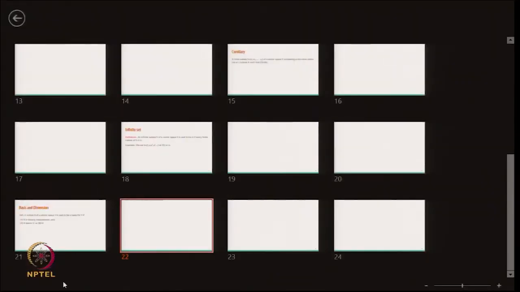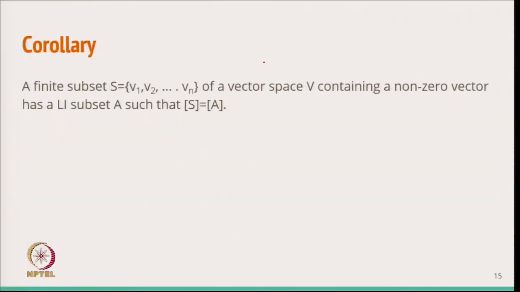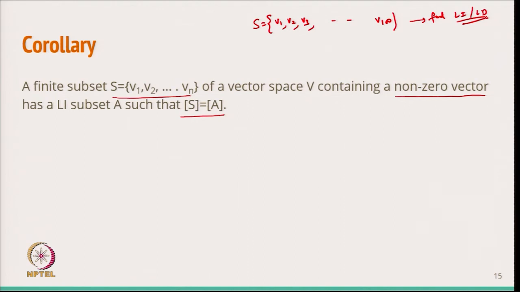Now, in the previous class we have also started this property. This is a very useful property. So I want to discuss this property again here. So in this case, we have any finite subset of the vector space V containing a non-zero vector has a linearly independent subset A such that this one. It means, suppose somebody gives me a set S and that contains V1, V2, V3 up to maybe V100. So it contains 100 elements, and somebody asks me to find whether it is LI or LD, and then to find the span.